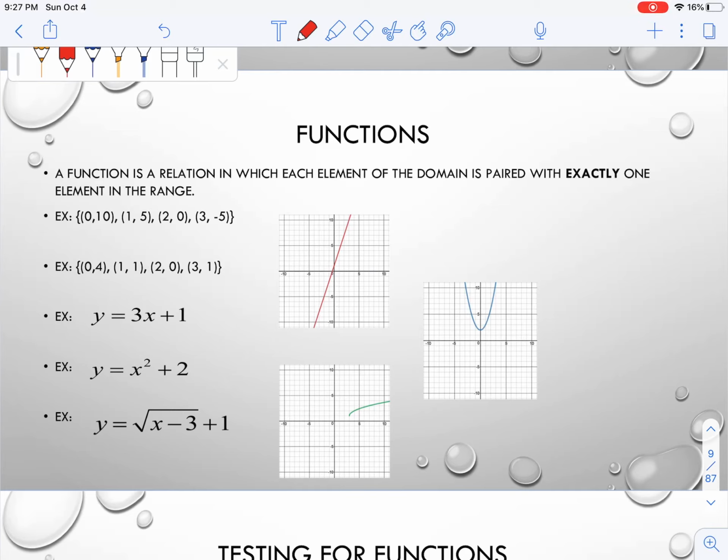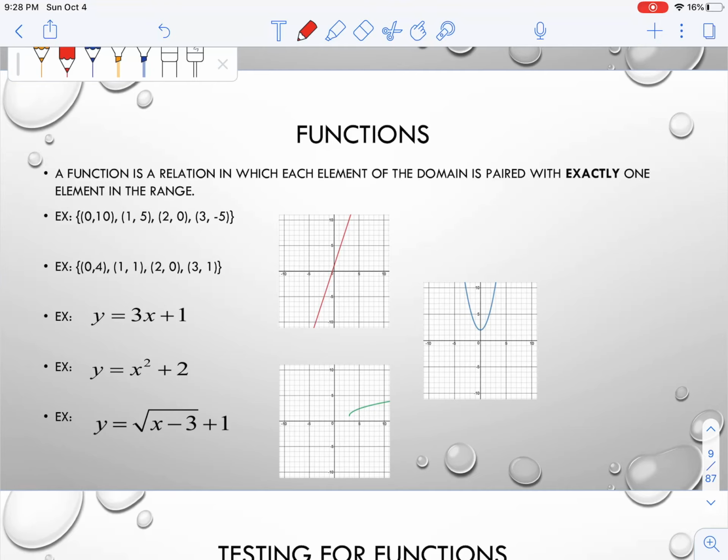So let's talk about functions next. So a function is a relation in which each element of the domain has exactly one and only one output or element in the range. Okay, so for every input, I have to get a unique output. I cannot have an input that gives me two different output values. So in other words, I can't have two different ordered pairs with the same x coordinate and different y coordinates.